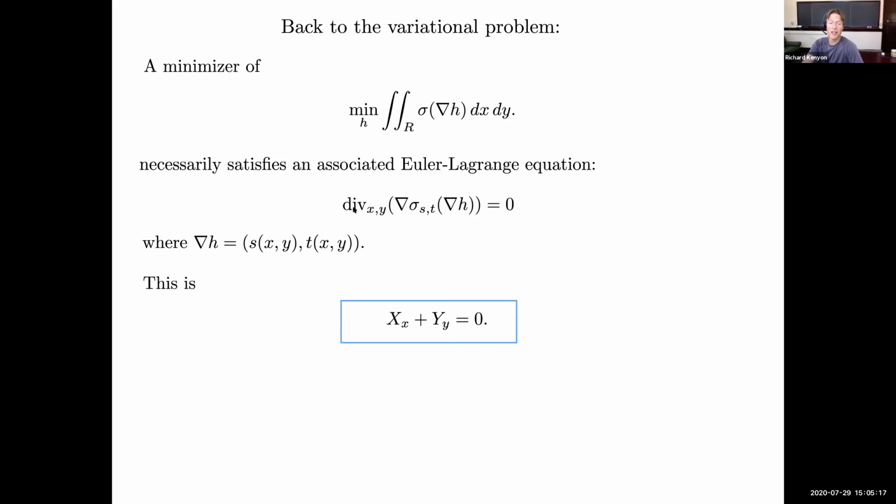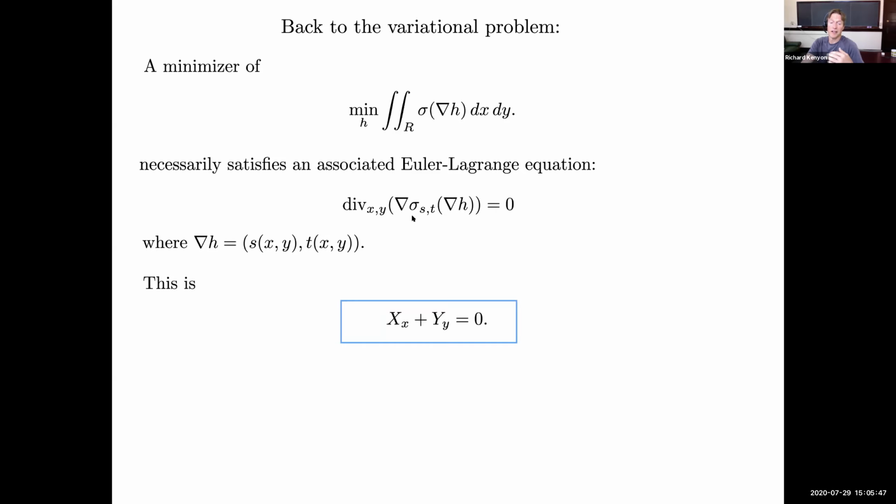It looks somewhat complicated. You take the function h, its gradient, and you look at the gradient with respect to S and T of sigma, and there you get this vector field. You look at the divergence of that vector field with respect to X and Y. That needs to be set equal to 0. That is the PDE. It's a kind of nonlinear PDE in two variables.